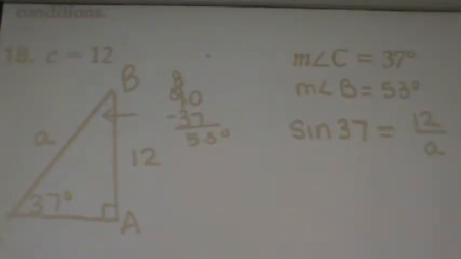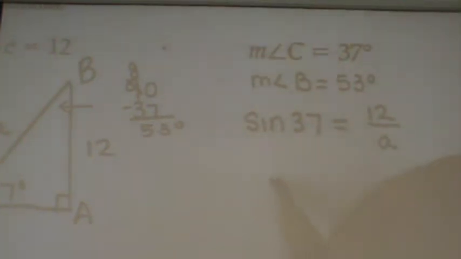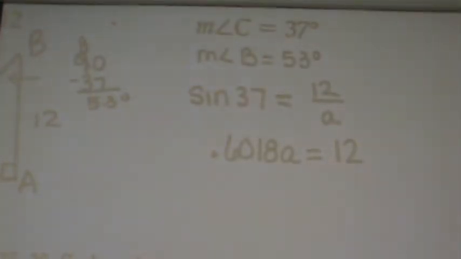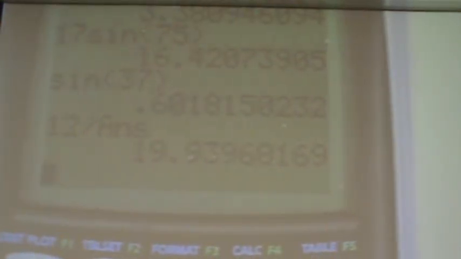How do you solve this one now? Well, if you cross multiply, you have this times this. So sine of 37 is 0.6018A equals 12. And then, if you want to keep that in your calculator, you can do 12 divided by, and then your second answer. And there's your answer right there. It's not exact, but as close as it can be.